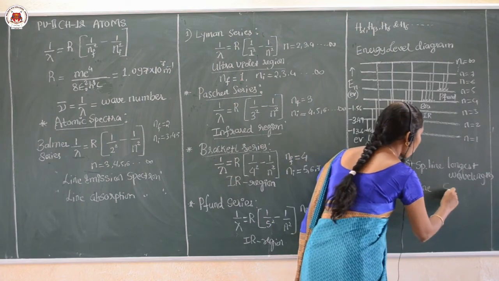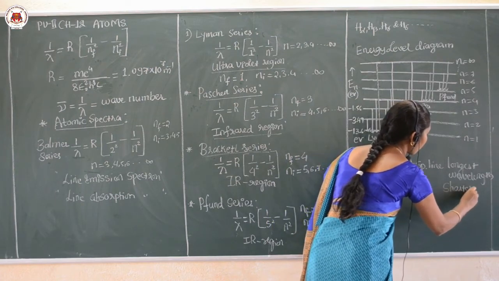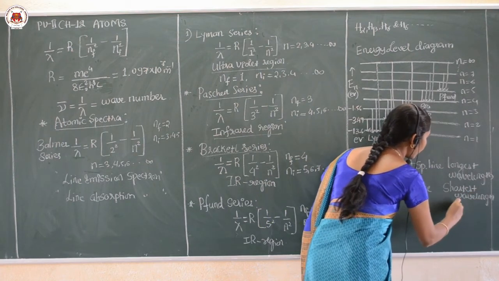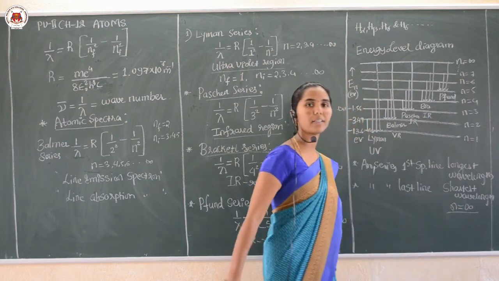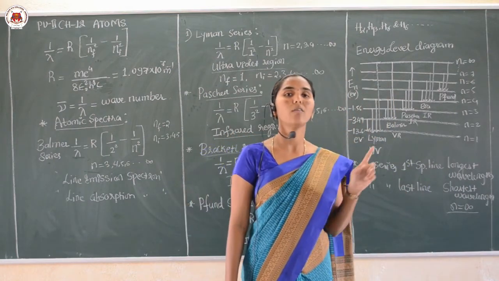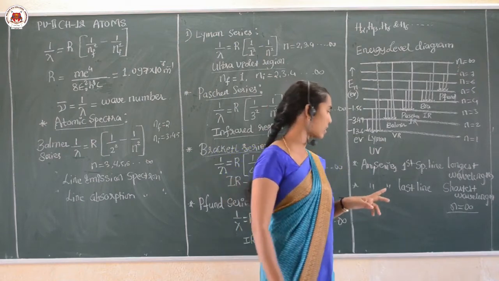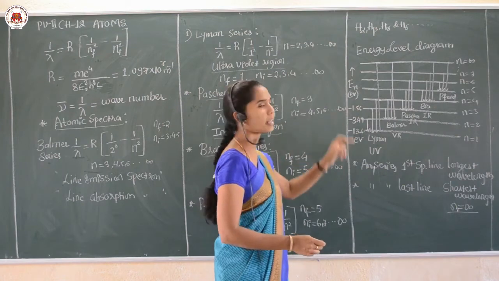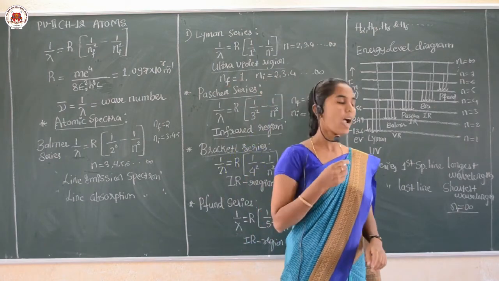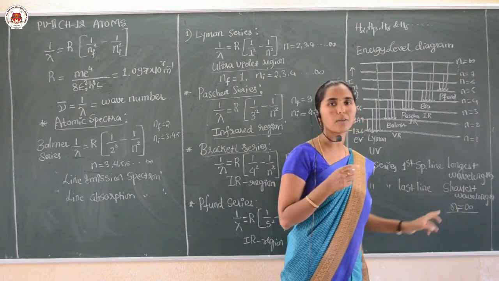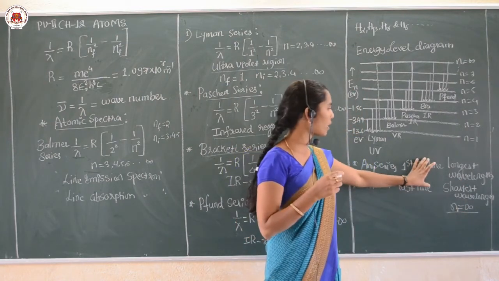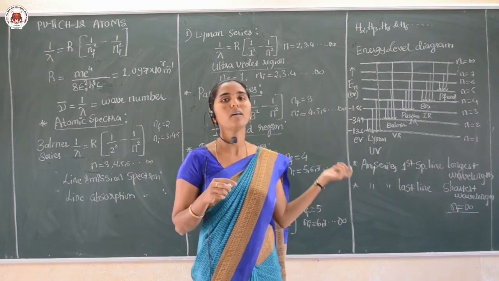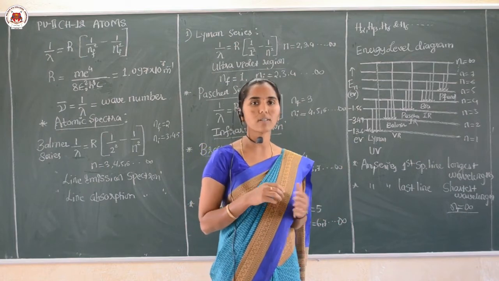will have the shortest wavelength. And for the last line, we know that n can be taken as infinity. For the last line in any series, we can consider ni equal to infinity, and that last line will have the shortest wavelength. Am I clear? So, if you keep this in your mind, then it is easy for you to calculate the longest wavelength as well as the shortest wavelength.